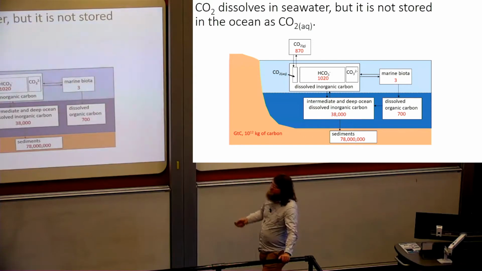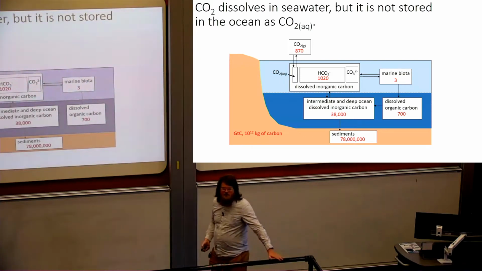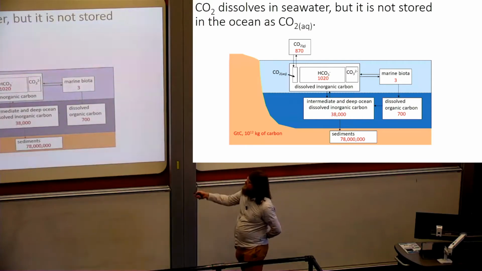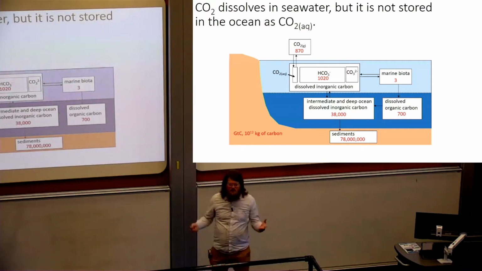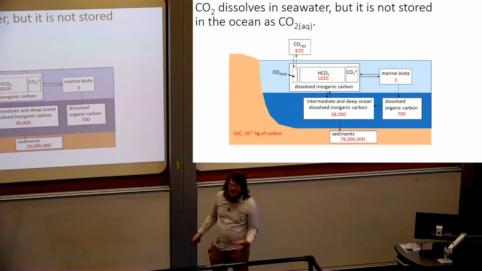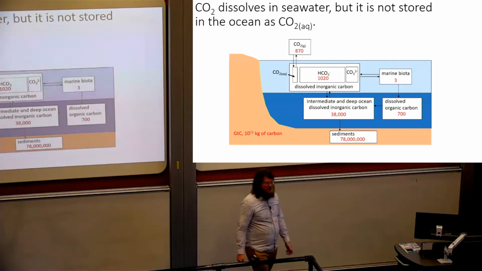carbon dioxide is a trace gas in the atmosphere. At the moment, it's just over 400 parts per million. But that actually corresponds to quite a large total amount. So we've got gigatons of carbon here. 870 gigatons of carbon are in the atmosphere as CO2.